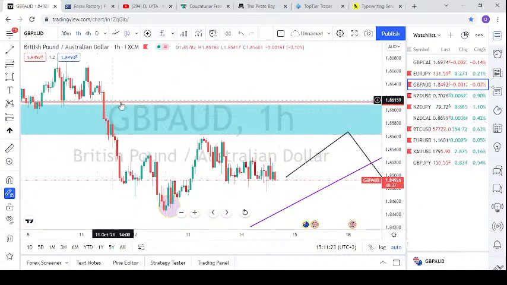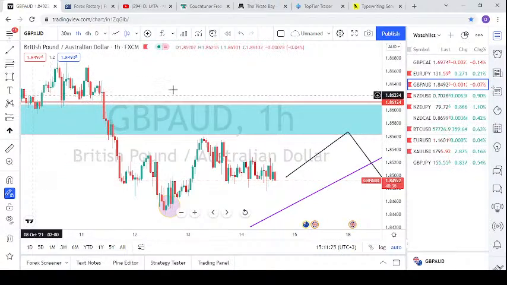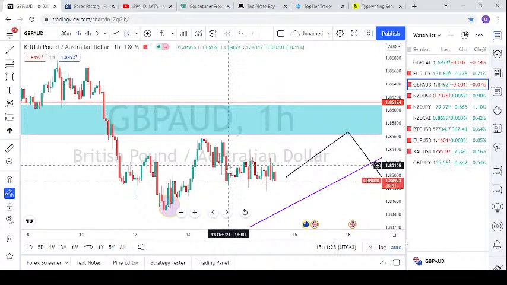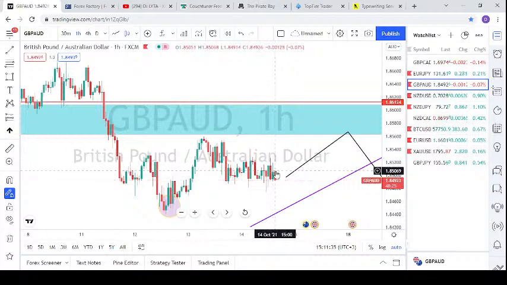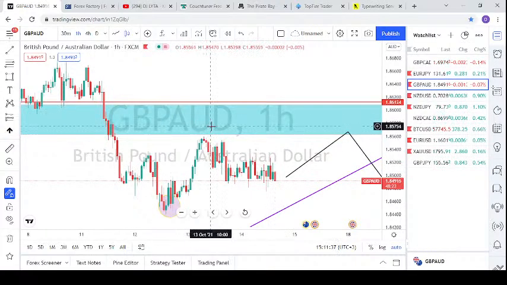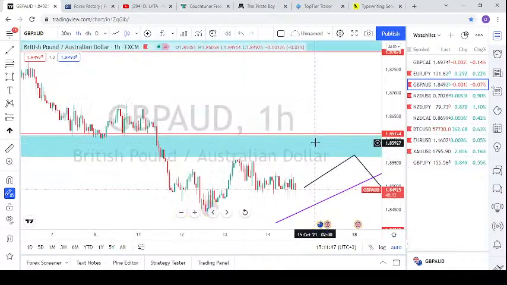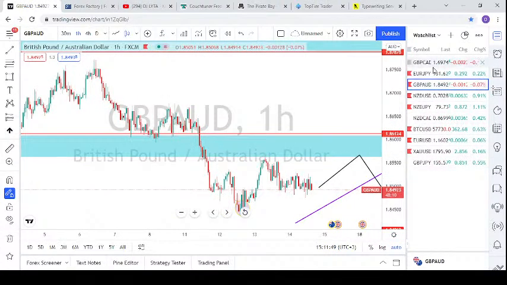Other than that, it has been basically consolidating for the longest time. We're seeing consolidation from October 13 through October 14. Still no movement, still no money being made on GBP AUD. So definitely this is a currency pair worth waiting on. My analysis on this, I'm still on the bias on the continuation towards the downside.